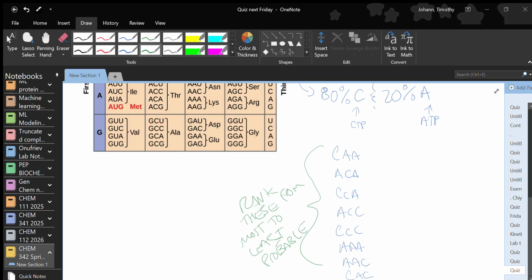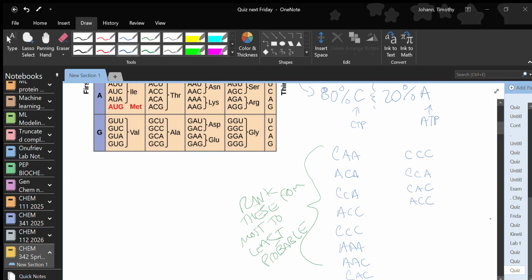Okay, which one's the most probable? Right, because C's are most common. CCC. We'll do the actual probabilities in a minute. What's next most probable? Something with two C's, right? So CCA, CAC, ACC. Okay.